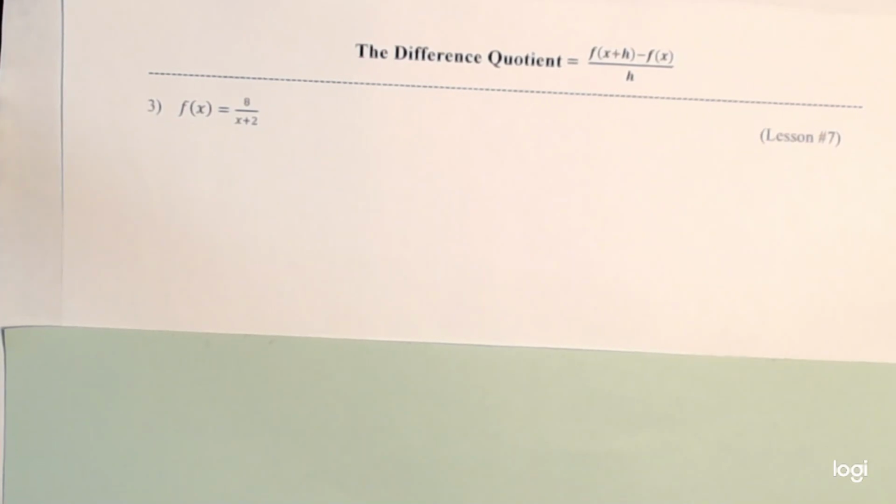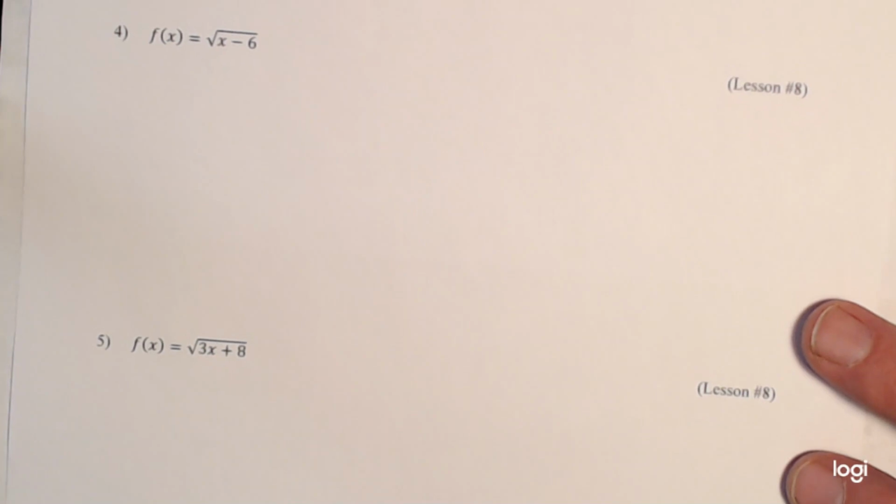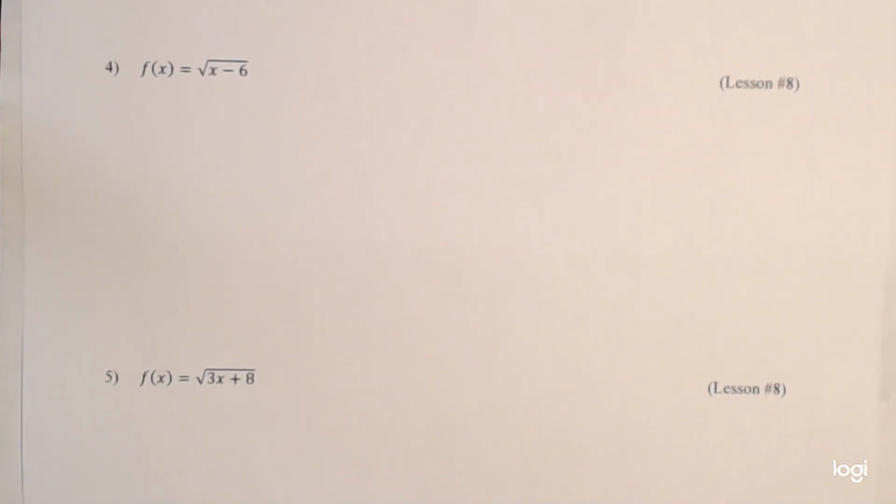All right, number 3, got another rational function, again, lesson 7. Questions 4 and 5 are some square root functions. We did those difference quotients back in lesson 8. Remember, common denominators are going to help you with your rational functions. Conjugates are going to help you with your square root functions.